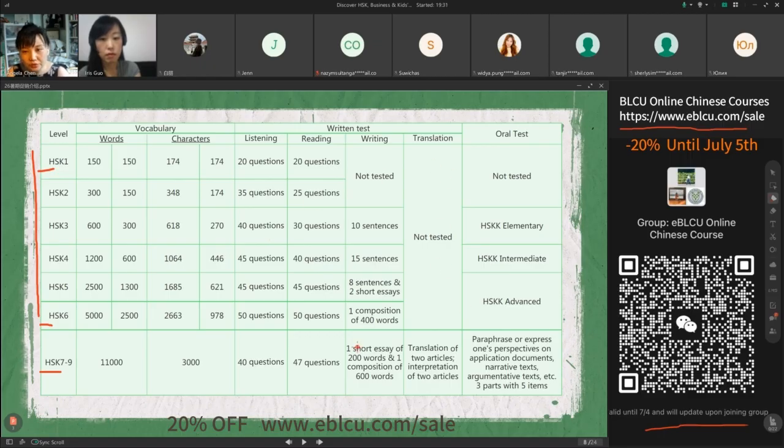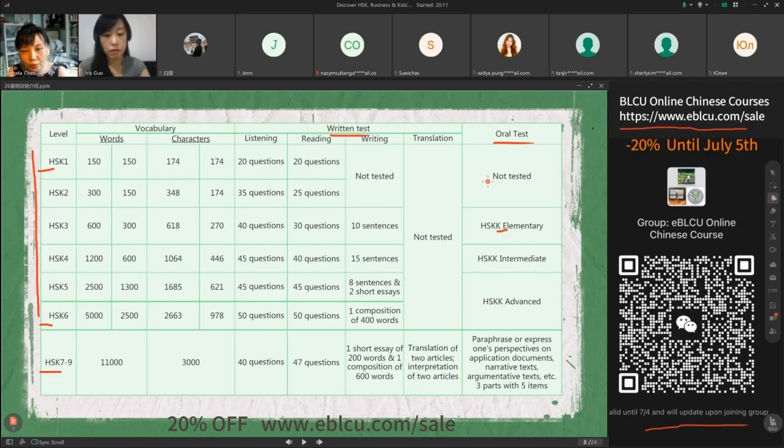And also, right now, the HSK test also requires an oral test, HSKK, 口语, that K represents 口语. So starting from HSK 3, you not only need to take a written test, you also need to take an oral test. We also did an introduction about that earlier, I think it was last year. So you can also watch the recording for that on our website too.